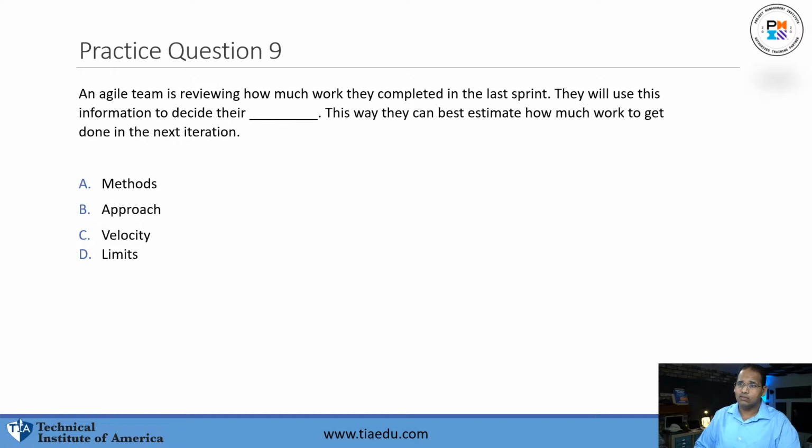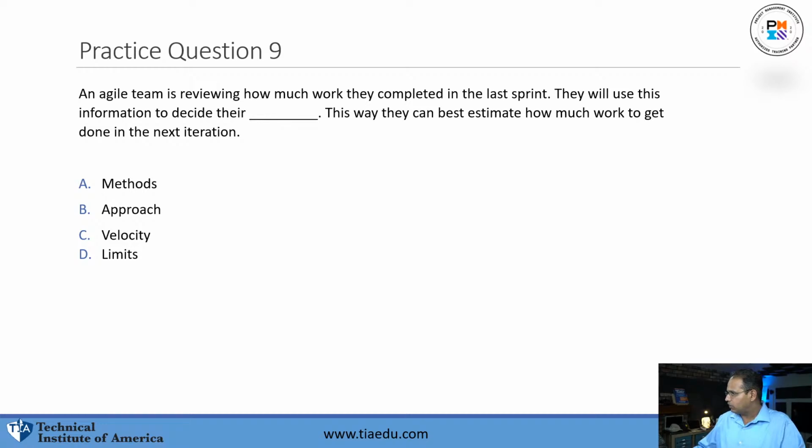Okay, question number 9. An Agile team is reviewing how much work they completed in the last sprint. They will use this information to decide their blank. This way they can best estimate how much work to get done in the next iteration. A, what are we going to fill in the blank with? So people asked me last week about fill in the blank. Here we go. Fill in the blank question. What are they trying to decide? Their method, their approach, their velocity, or their limits?